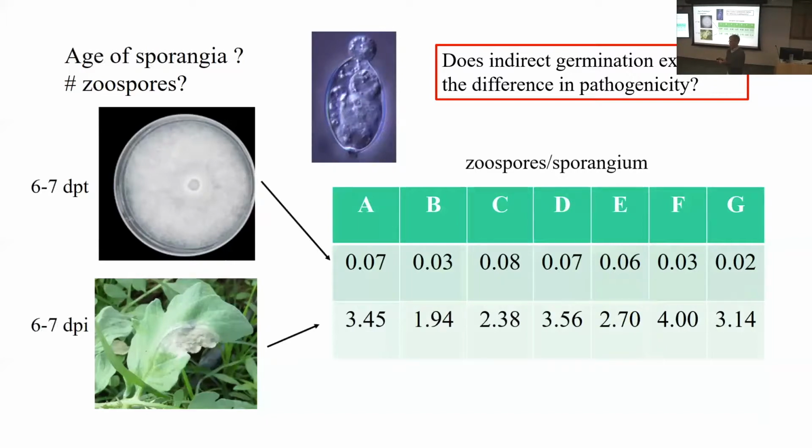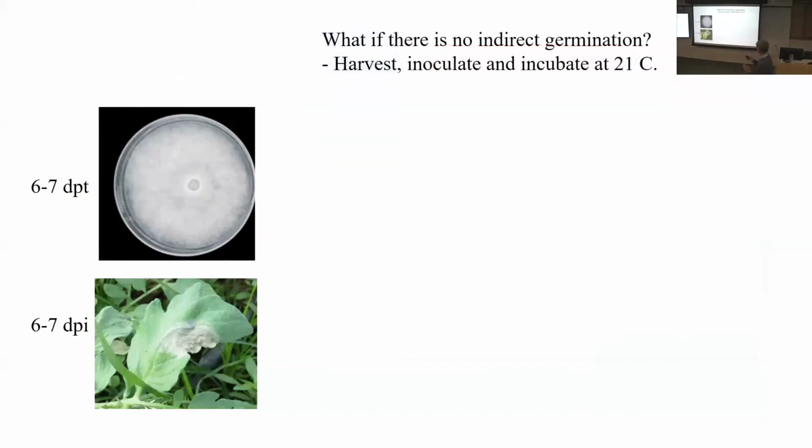Do you have data on direct germination? Yes. Well, actually, we don't have data on direct germination, but we can prevent indirect germination. If we harvest, inoculate, and incubate sporangia at 21 degrees, that prevents indirect germination.